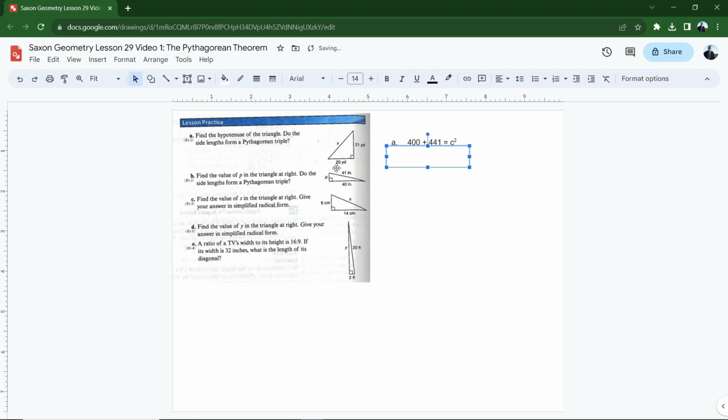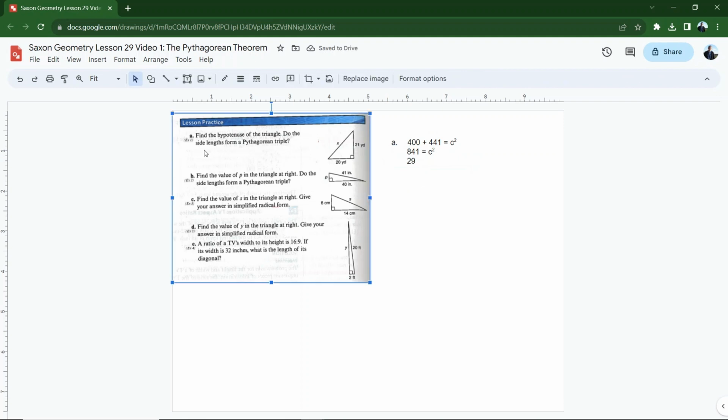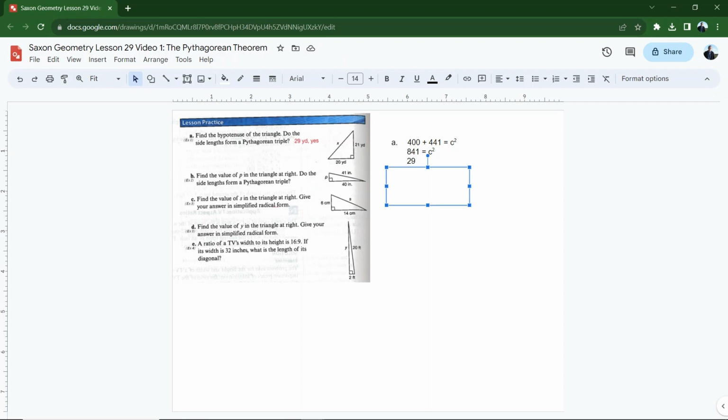400, that's 20 squared, plus 441, that's 21 squared, equals c squared. Okay, I can simplify that by adding 400 and 441 together. I get 841 equals c squared. And the question is, does 841 have a perfect square root? And the answer is yes. 841 is 29 squared, so the answer to our first question is 29. And yes, it is a Pythagorean triple, because it is a whole number. I can say that 20, 21, and 29 are a Pythagorean triple.